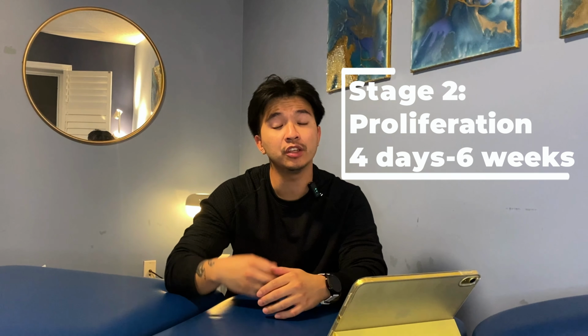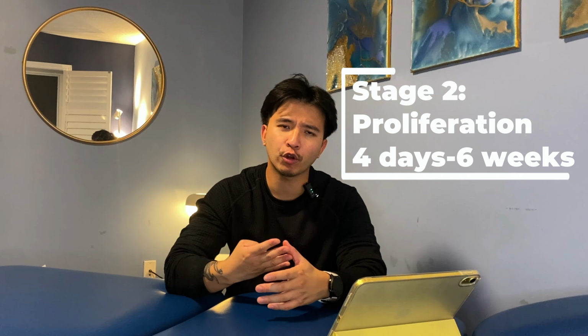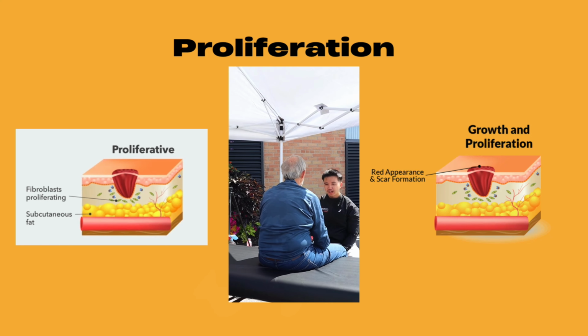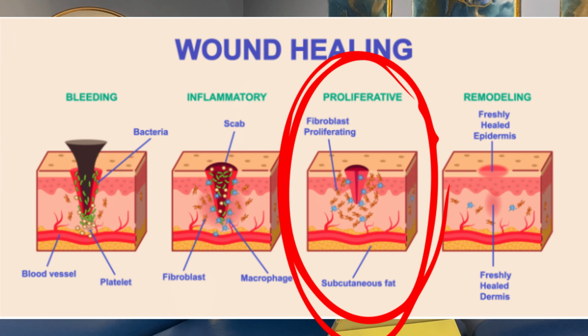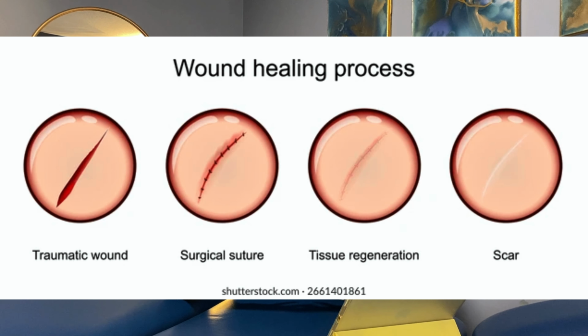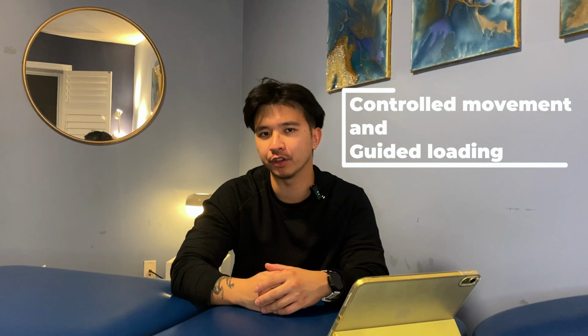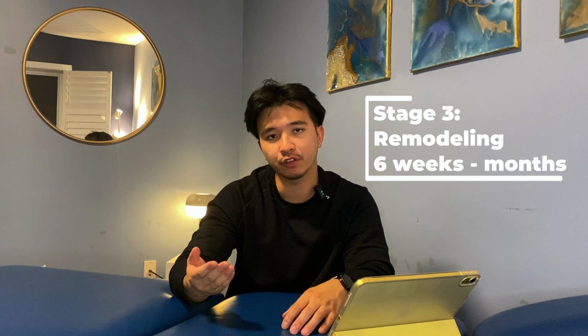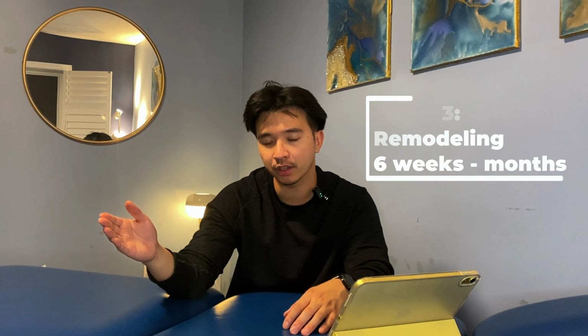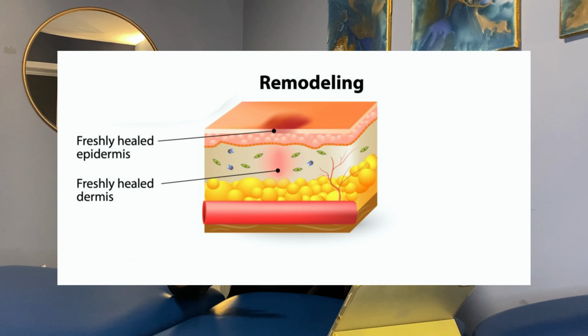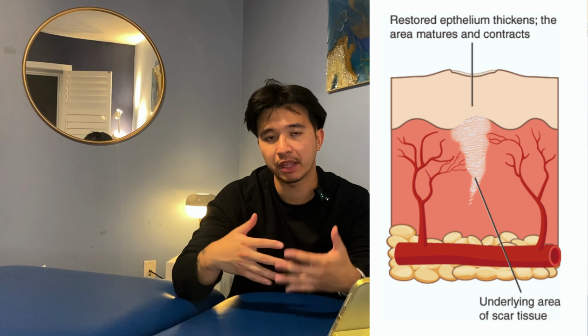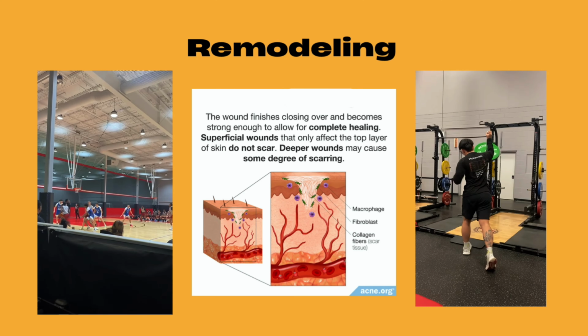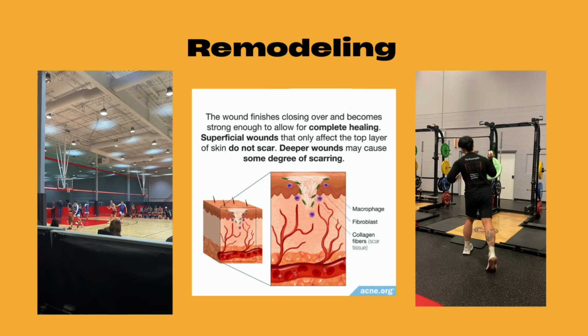The second stage is the proliferation stage, lasting from 4 days to 6 weeks. During this stage, there's new tissue building. Granulation tissue isn't as strong yet, but it's starting that healing and creating process of new cells. Controlled movement and guided loading is what we're looking for in this stage. The third stage is the remodeling phase, which can last from 6 weeks to months. During this third stage, the fibers align along the lines of stress, making it a lot stronger than in stage 2. Progressive strengthening and functional training are essential to rebuilding full capacity.